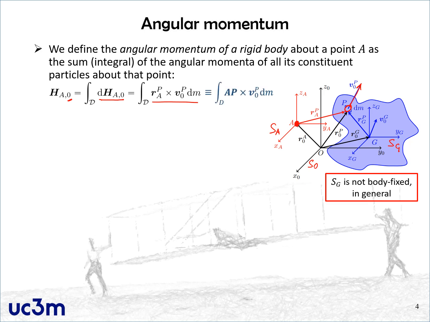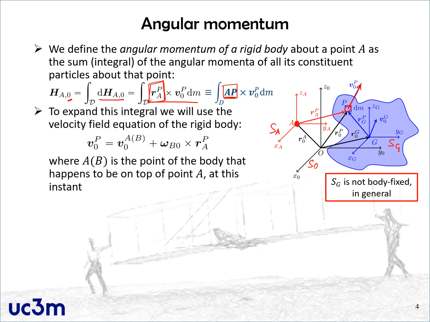Remember that this way of writing the vectors, RPA, is totally equivalent to this other way. So if it helps, in your case, you can think of those vectors with this nomenclature. The vector RPA is just the vector that goes from A to P. So how are we going to expand this integral?